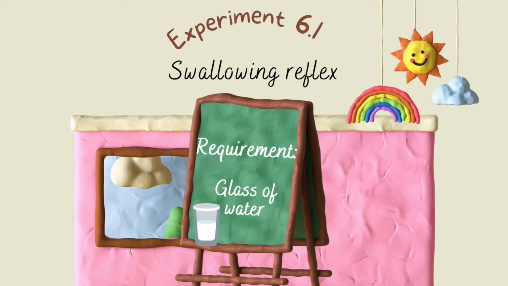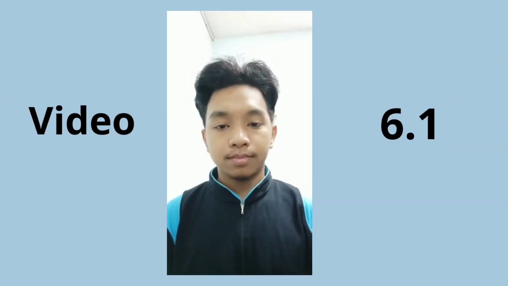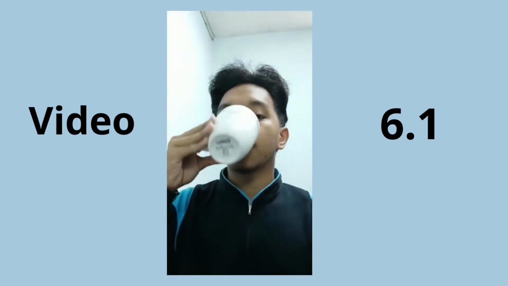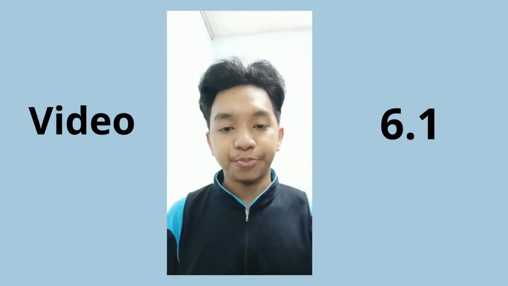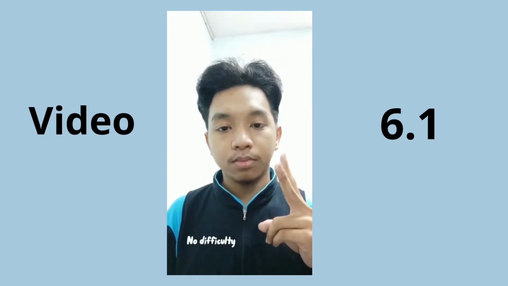So first, experiment 6.1, swallowing effect. The requirement for this experiment is a glass of water. There are 2 procedures that we must follow. One, swallow the saliva in your mouth cavity and immediately afterward try to swallow again. You will find it difficult to swallow for the second time. Number 2, drink a glass of water and repeat procedure 1. Note that you have no difficulty swallowing in rapid succession.